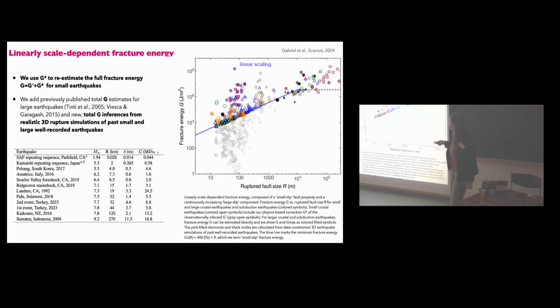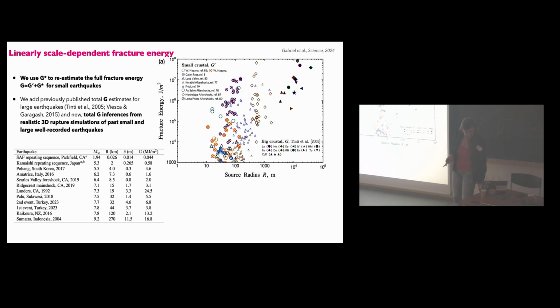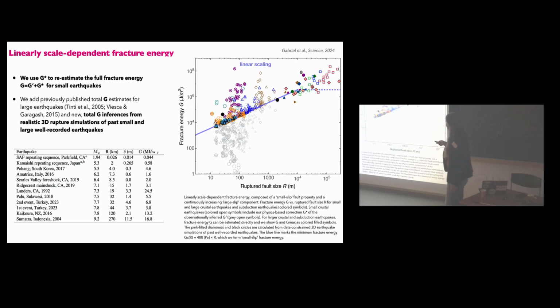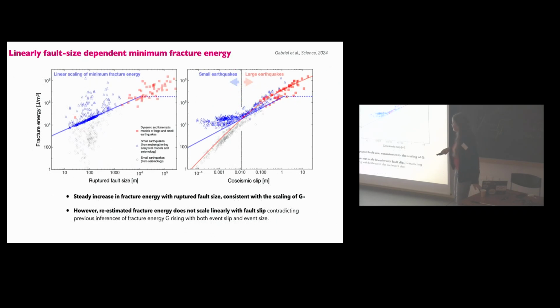And how this looks is like this: fracture energy and ruptured fault size. So before, this was quite messy. Now we're adding this correction of the potentially missing fracture energy, and you find a linear scaling of fracture energy with ruptured fault size up to a certain saturation scale, where large slip processes would be dominant. So what does this mean? This is consistent, of course, with the analytical scaling that we developed that was put into this.